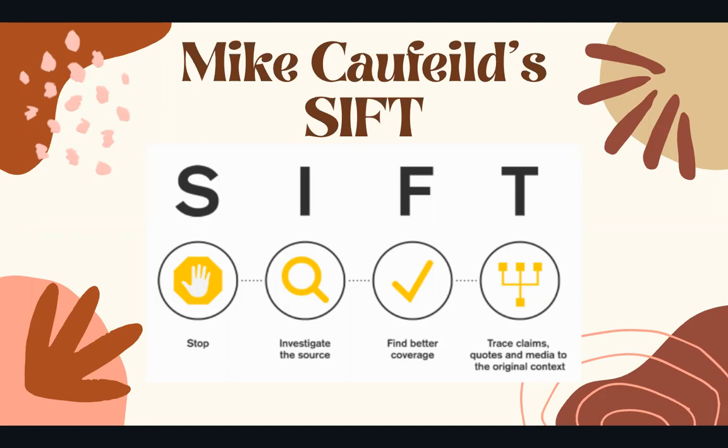F stands for find trusted coverage. Make sure you're evaluating if the claims are trustworthy and if they're unbiased. T stands for trace the claims back to the original source. So this is where you would locate the original source where the news is derived from, and you evaluate if the original source is accurately represented in the article.